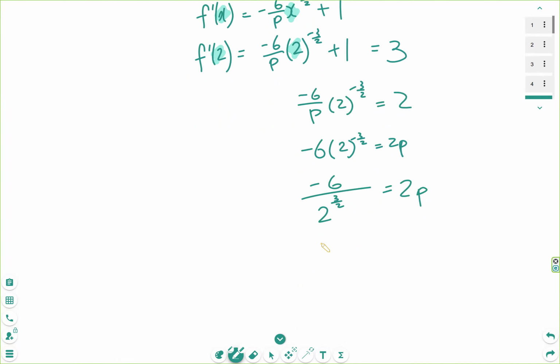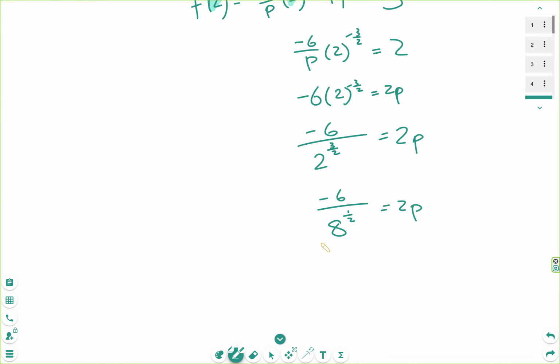Next, let's start one by one. I think it's probably easier if we cube it first. If you cube the 2, 2 cubed is 8. So minus 6 over 8 to the power of a half equals 2p. Then 8 to the power of a half is the same as square root of 8. Now I believe you can calculate this. If you do 8 to the power of a half, the calculator won't give you a third form. But if you put square root of 8, then you get 2 root 2. So I'll get minus 6 over 2 root 2 equals 2p.